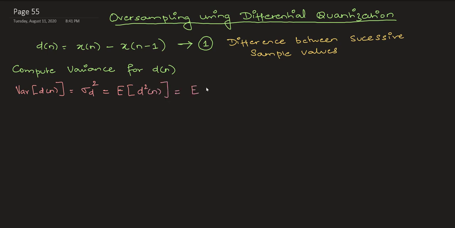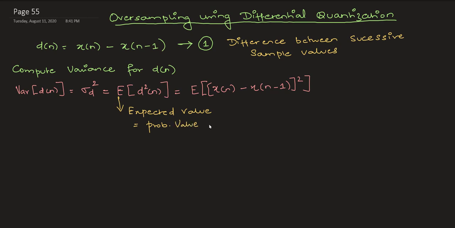We are just using the formula as it is, and since d of n is given by x of n minus x of n minus 1, I'm going to find the expected value of d square of n, that is x of n minus x of n minus 1 the whole square. When I do this, I will end up getting the optimum variance, or the optimum differential quantizer condition, which will help us in making this oversampling quantization better.